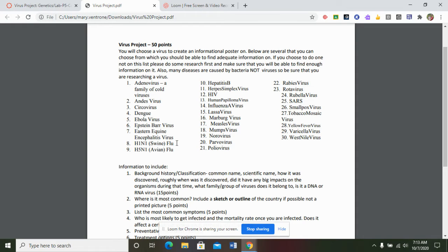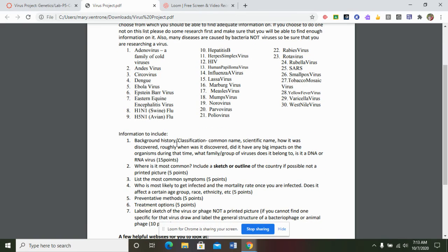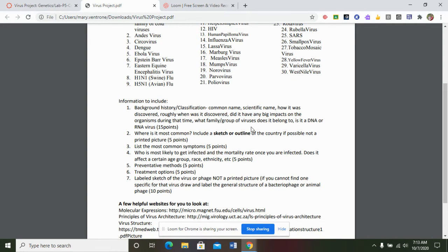H1N1, the swine flu, which is what you actually get in your flu shots if you get a flu shot. You can look these ones up. They're pretty common ones. You probably have heard of them before. Once you start getting into them, you'll realize that you know what it is. HPV is a fairly new vaccination that they put out there. When I say fairly new, it's probably like 10 years old at this point.